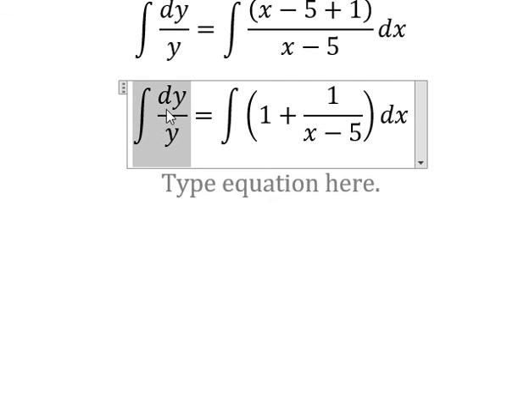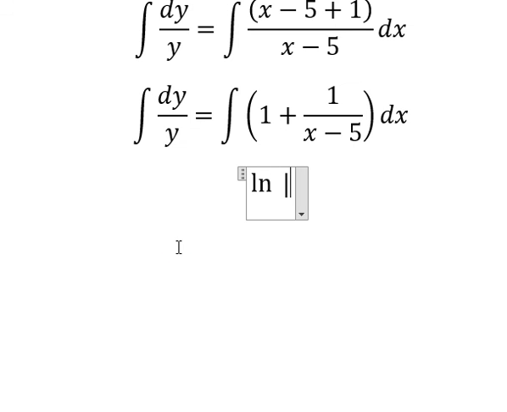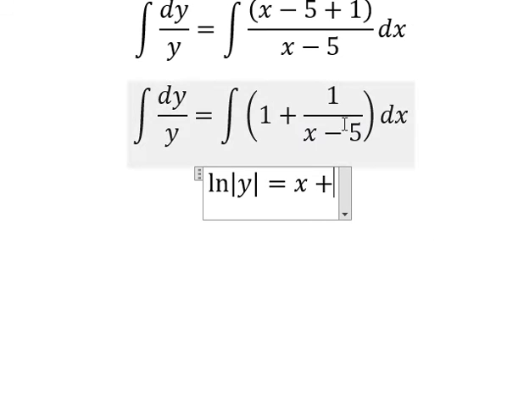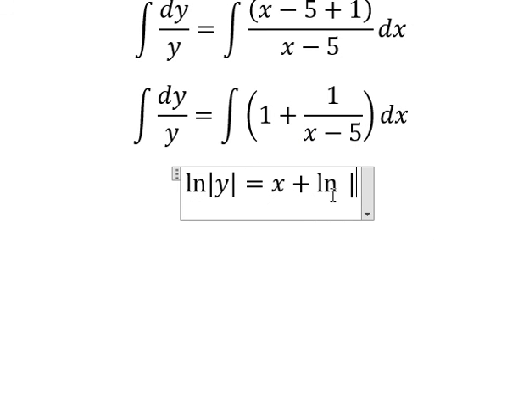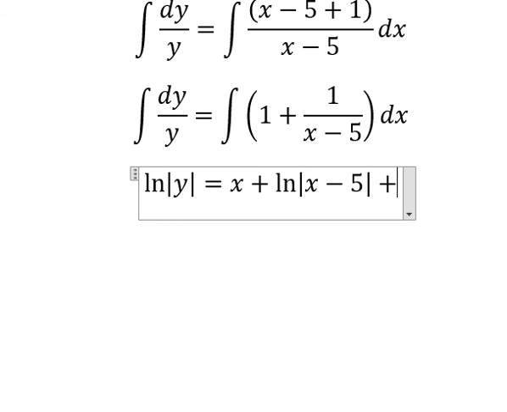The integration of this one, we have ln of the absolute value of y. The integration of number 1, we have s. This one, we have ln of the absolute value of s minus 5. And I will put c.